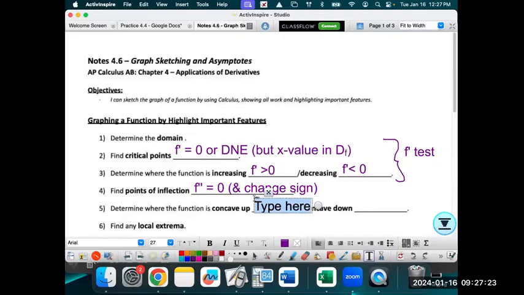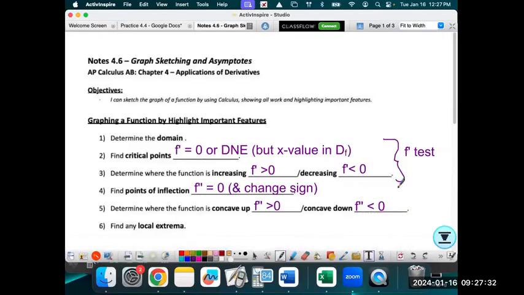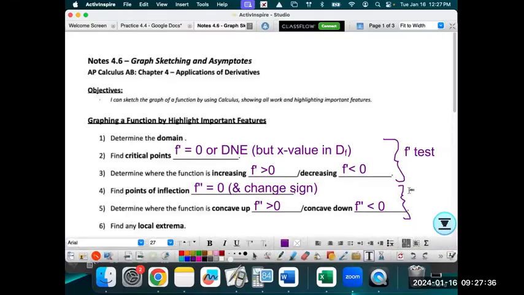Your function is going to be concave up where your second derivative is positive, and concave down where your second derivative is negative. These two things, you can do your second derivative number line or your second derivative test.